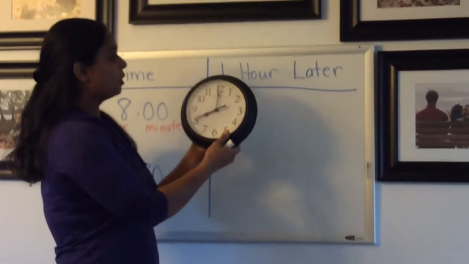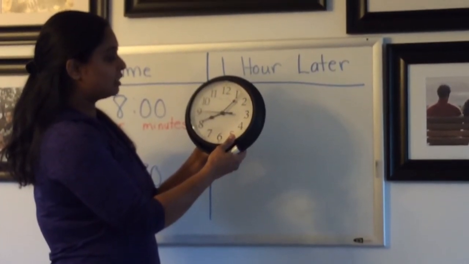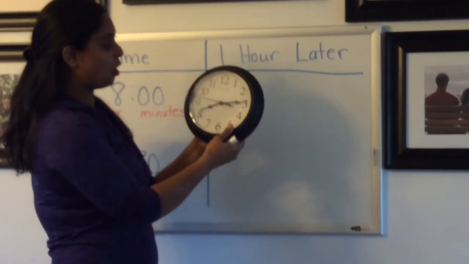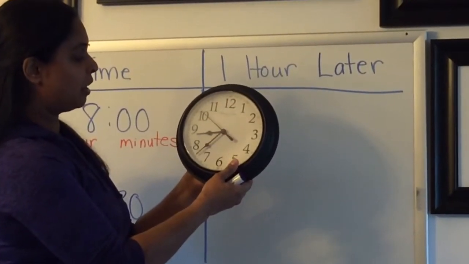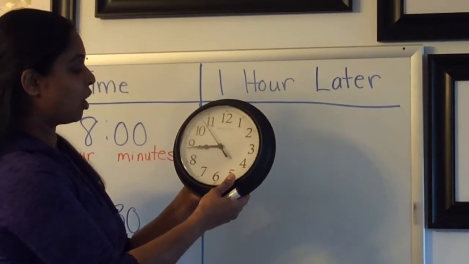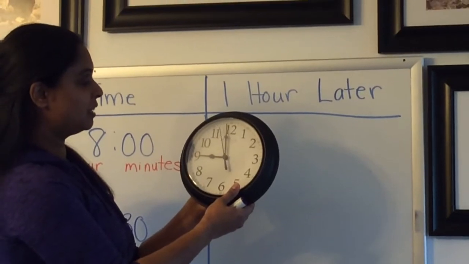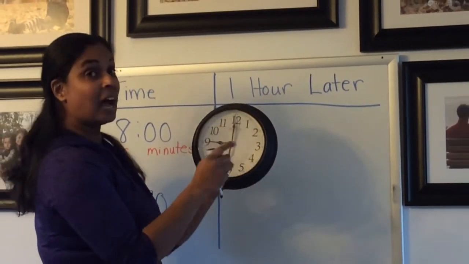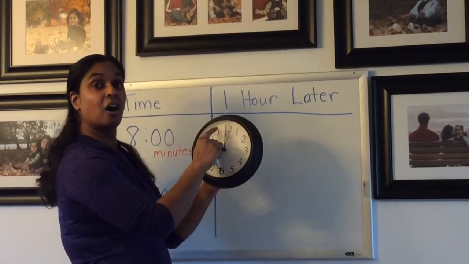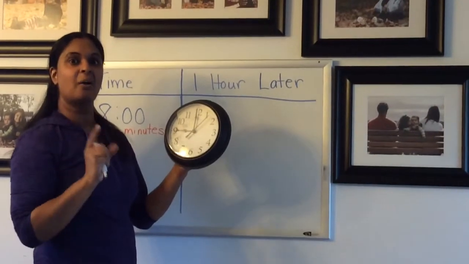All right, so here we go. We're going to move that long hand. I'll speed it up for you, and it's going to go all the way back to the 12. So you tell me when it gets all the way back to the 12. You can say stop. Getting closer, getting closer. Stop. Good job. All right. So now that minute hand has gone one whole time around the clock. That means 1 hour has passed.